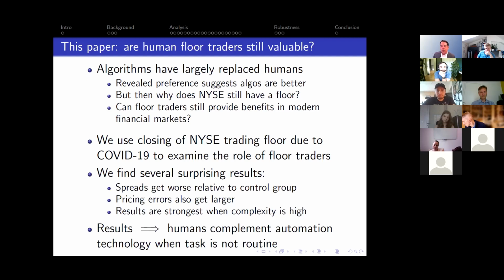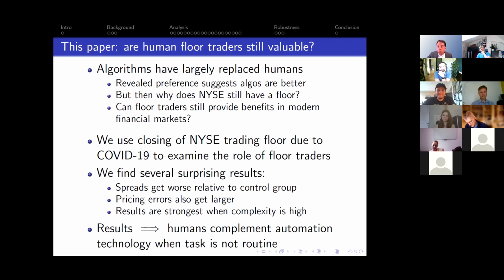So the question we really want to think about is, can floor traders still provide any benefit in modern financial markets? And like I said, this is obviously a tough thing to talk about because I don't get to randomly put some floor traders out there and see what happens, right?